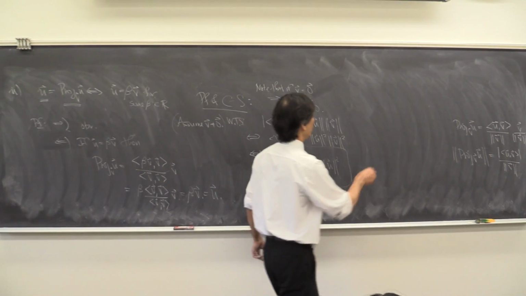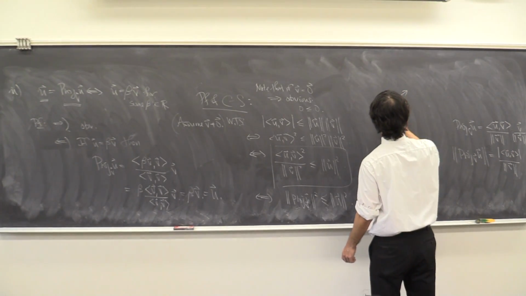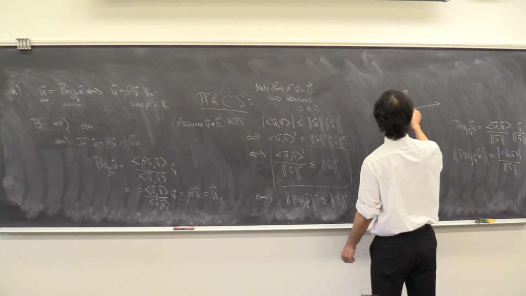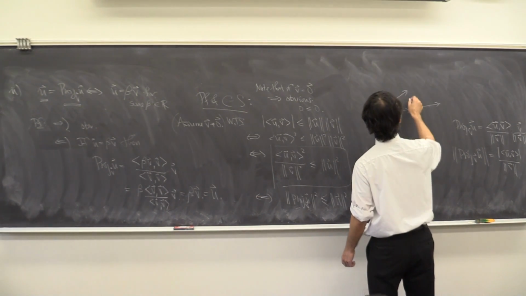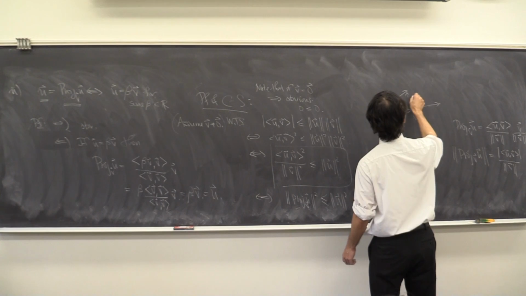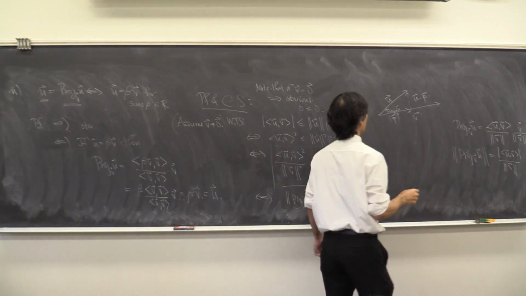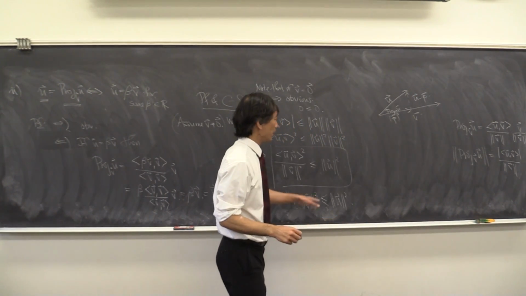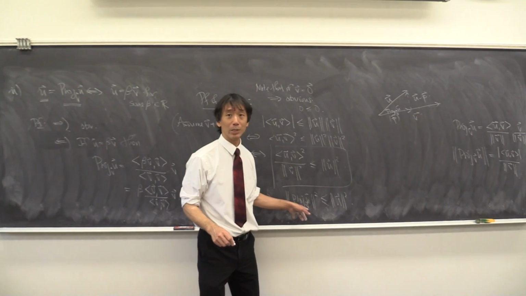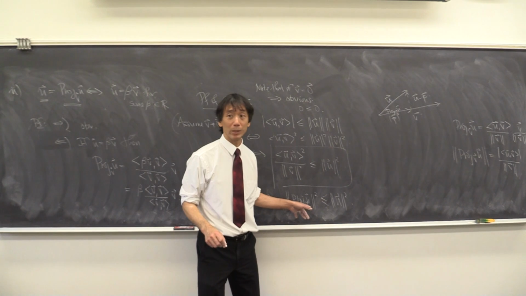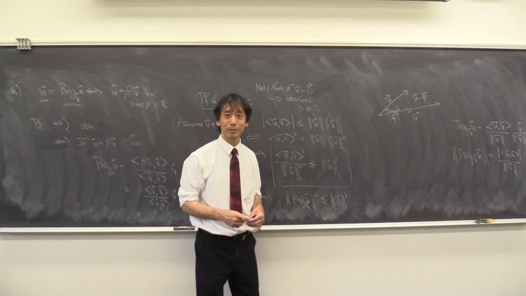Okay, so this is u, this is v, this is the projection of u onto v, which we call p. This is u minus p. So we want to show that norm of u squared is bigger than or equal to norm of p squared. Why is that true?